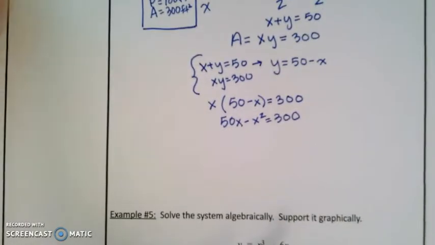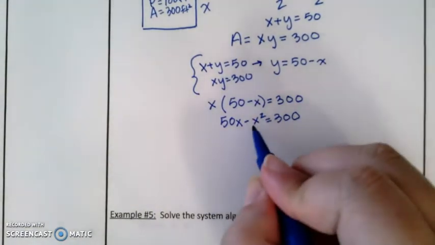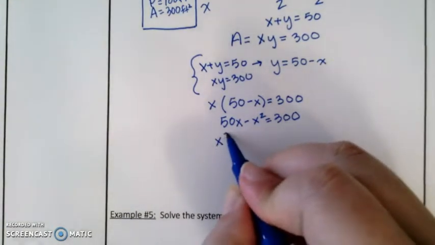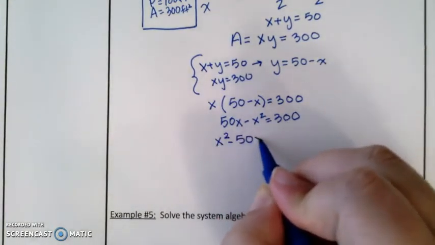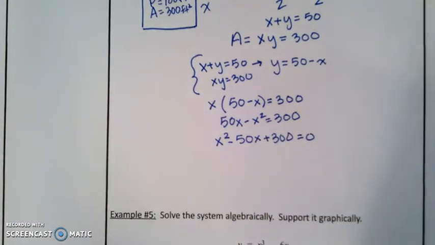Bring the camera down a little bit. So I want my leading coefficient to be positive if possible, so I'm going to subtract both of those terms to the other side. So x squared minus 50x plus 300 equals 0.